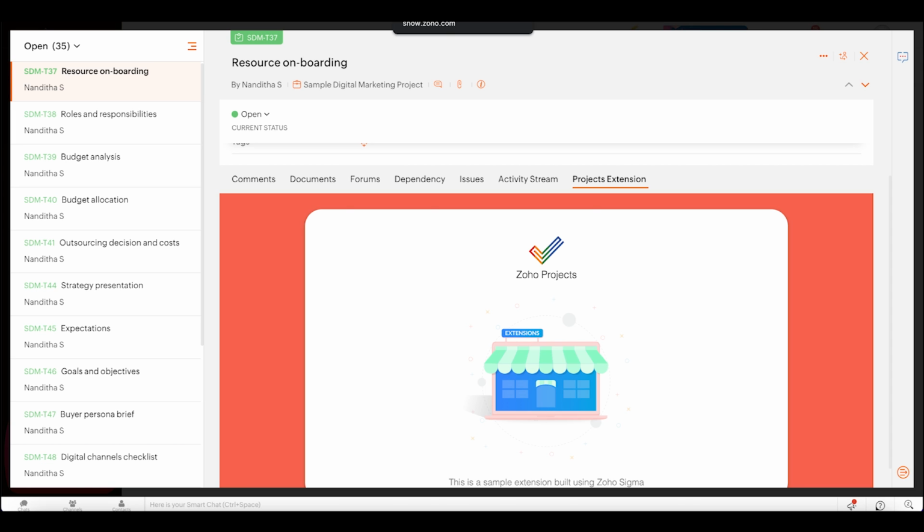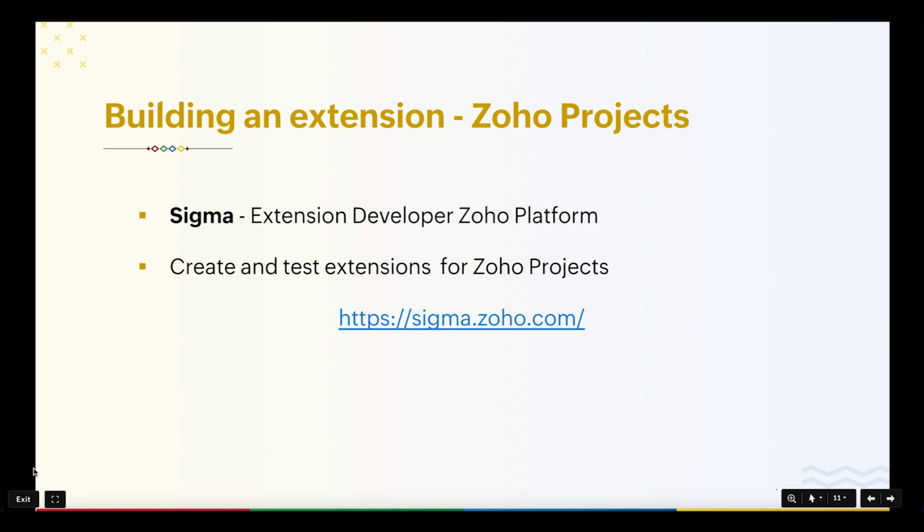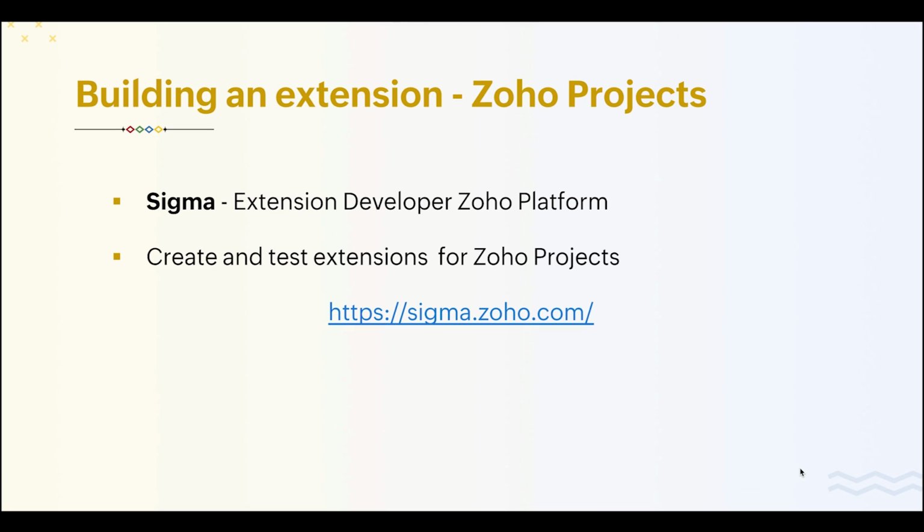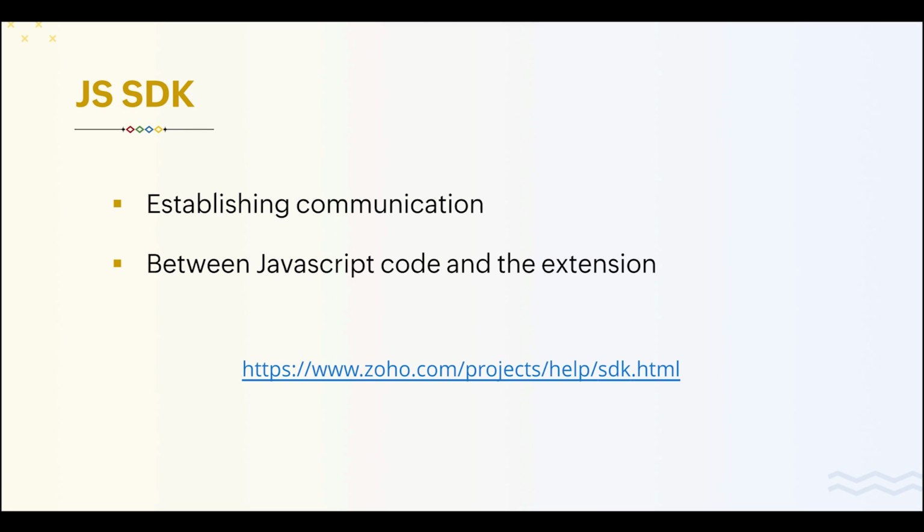to see how building extensions serves useful, there's one important topic that we need to cover. So let me go back to my presentation, and let's cover the section on JS SDKs. Zoho Projects offers certain JS SDKs that help your JavaScript widget code to communicate with your extension. So let's go inside this link and explore those JS SDKs.